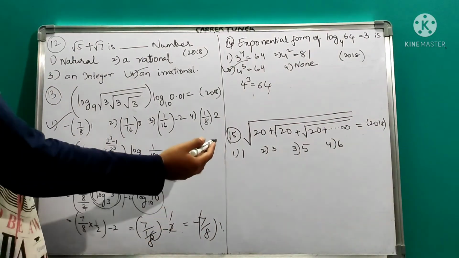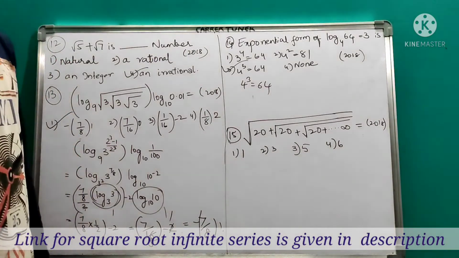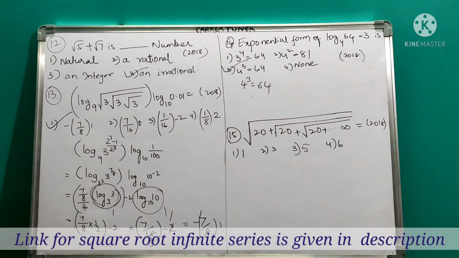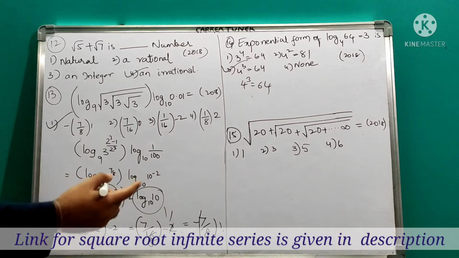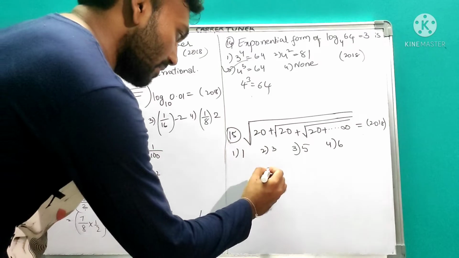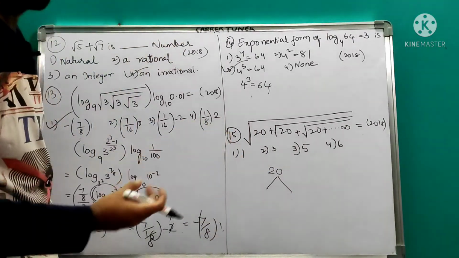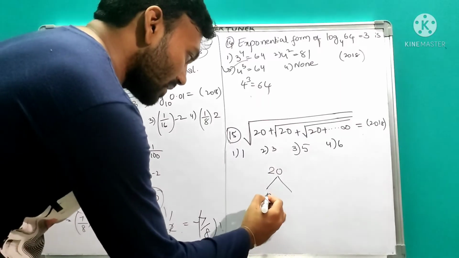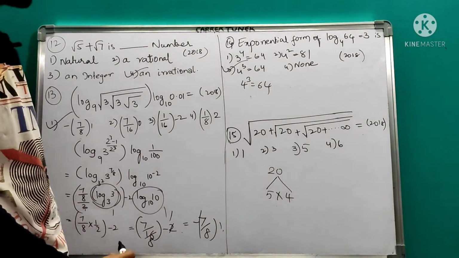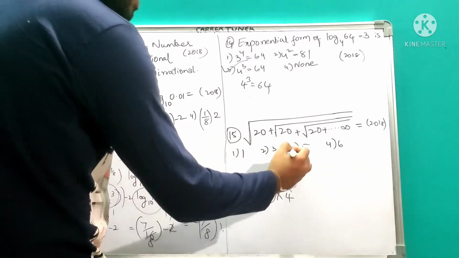Next, coming to the 15th question, root 20 plus root 20 plus root 20 and so on till infinity. We have dealt with this kind of problem in our previous video, we will provide the link in the description, you can watch it. Okay, now how to solve it in an easy manner, let us see. Take the number which is here, 20. Now split it into two factors such that the difference between them must be 1. So I am writing it as 5 into 4. What is the difference? 5 minus 4 is nothing but 1. Okay, whenever we have a plus sign, you take the bigger number as the answer. That's it.